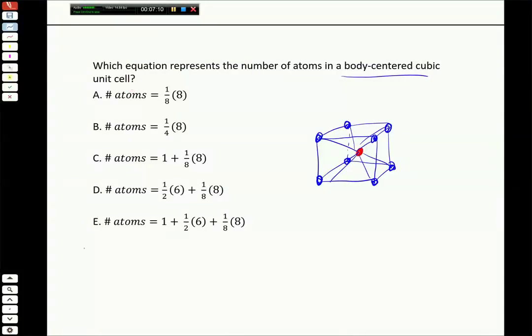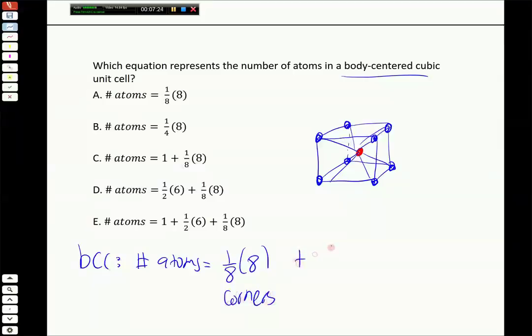So in a body-centered cubic structure, then, for the number of atoms, you have the 8 corners, which count as an 8th each, plus you have 1 in the body center, which doesn't get shared. So that would come out to 2, so the correct way to count that would be choice C. The others would be wrong because those include the faces. So for a body center, it's just the center and the corners.